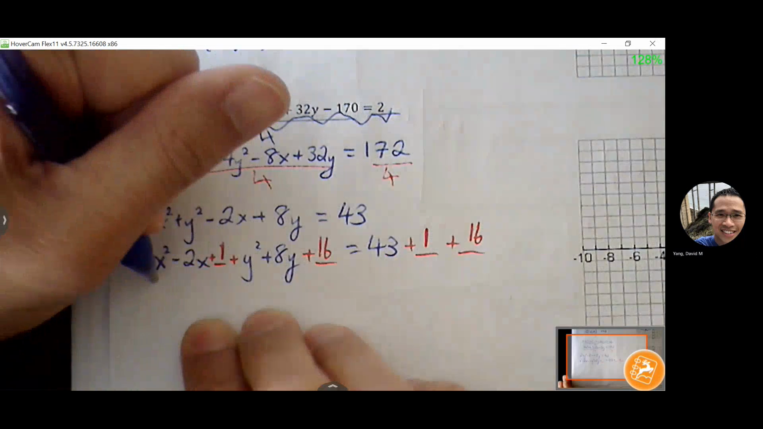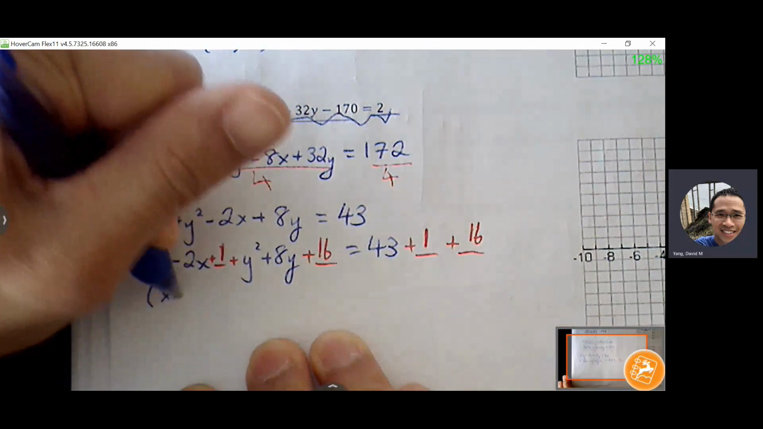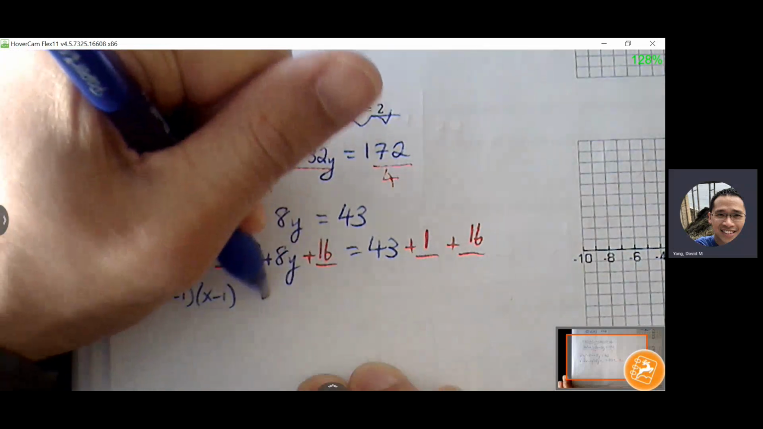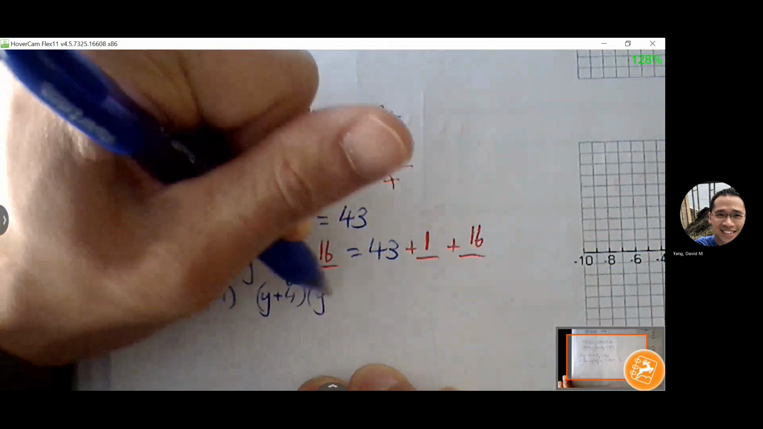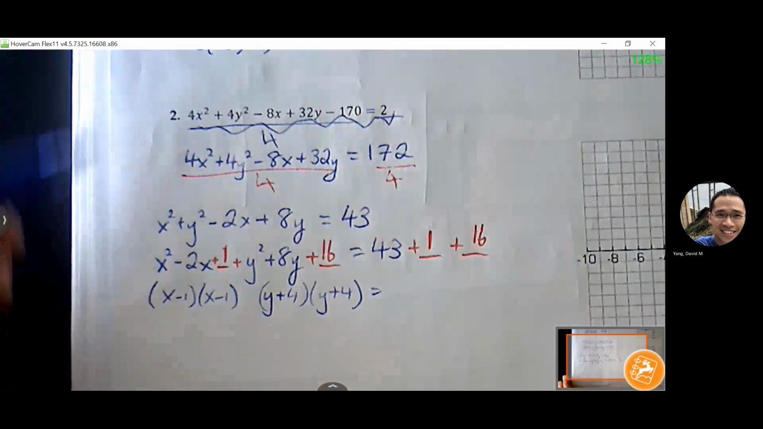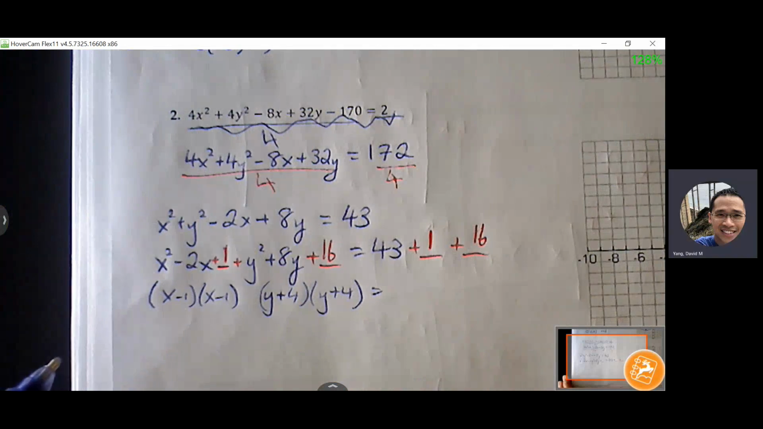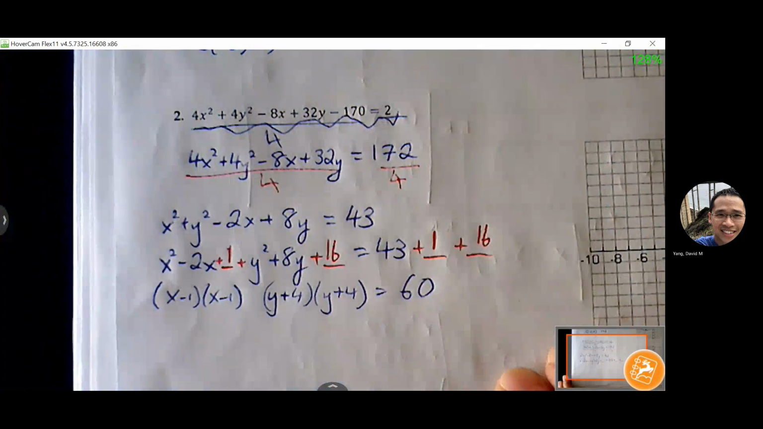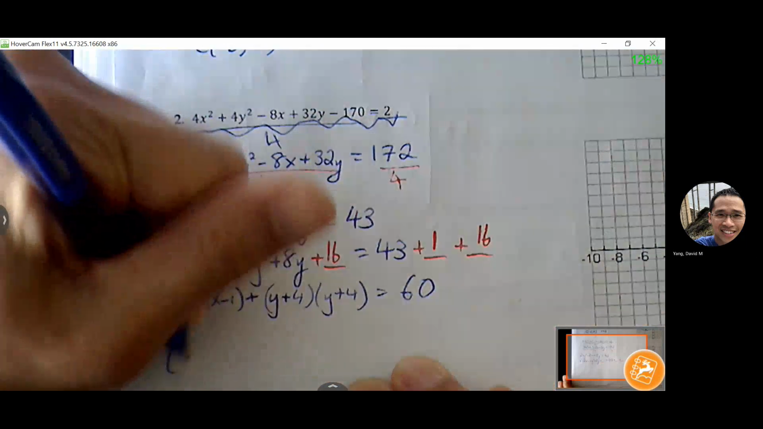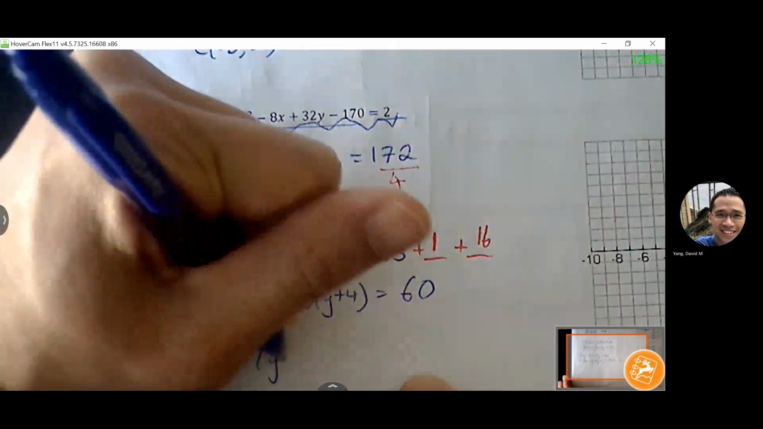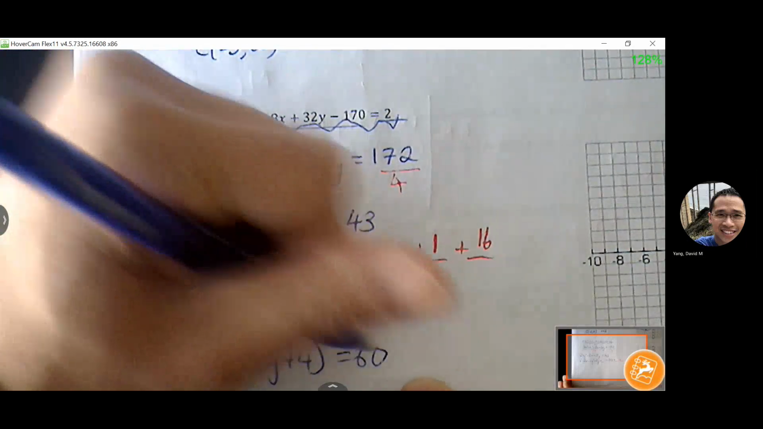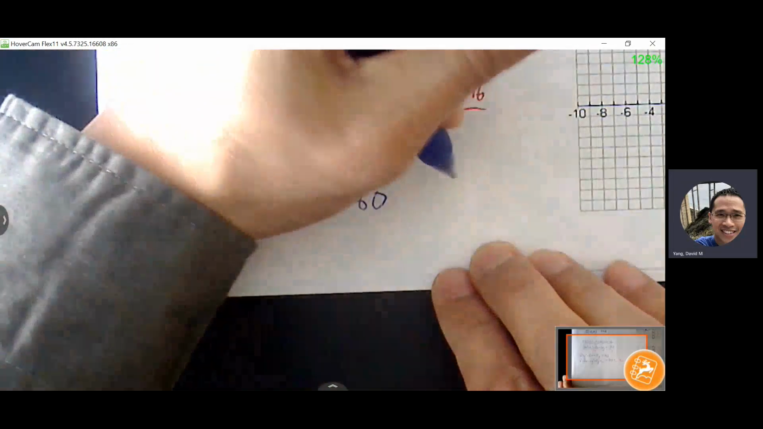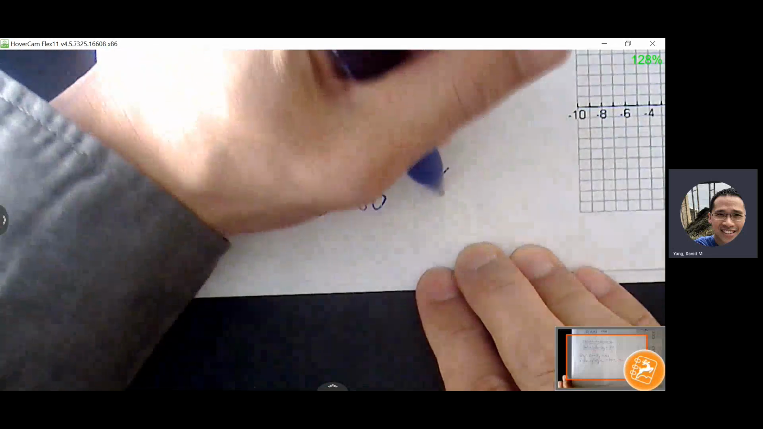Factor: multiplies to be 1, adds to be -2, so -1, -1. Multiplies to be 16, adds to be 8. 44 plus 16 is 60. Root 60 is not going to be a pretty whole number, but you'll just make your best approximations also on the graph as well.